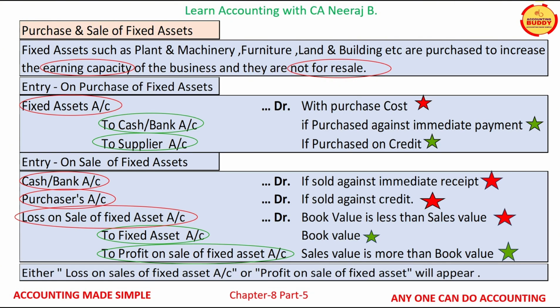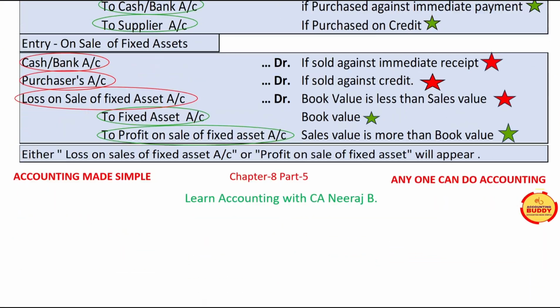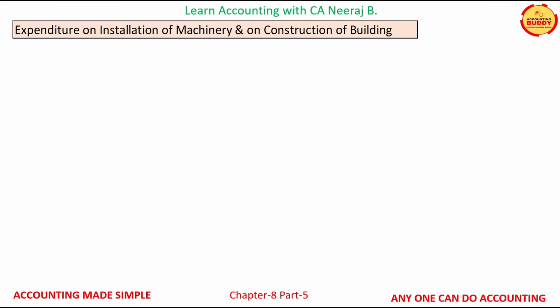Either loss on sale of fixed asset account or profit on sale of fixed asset account will appear when the assets of the business are sold. Let us now learn about the accounting treatment and related journal entries for the expenditure incurred on the installation of machinery and on construction of a building.